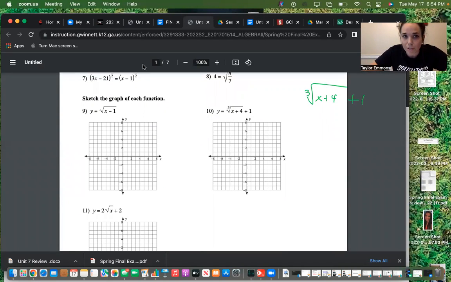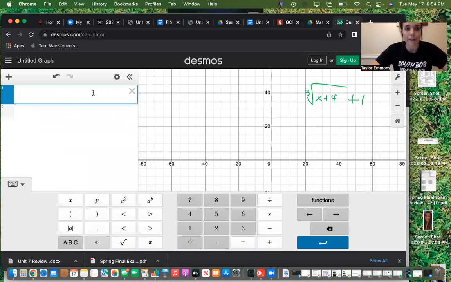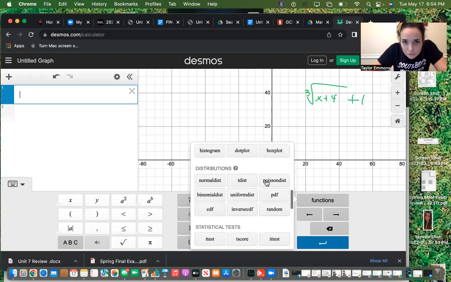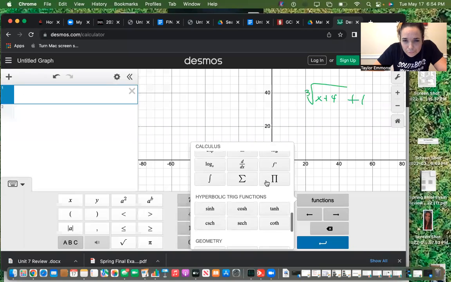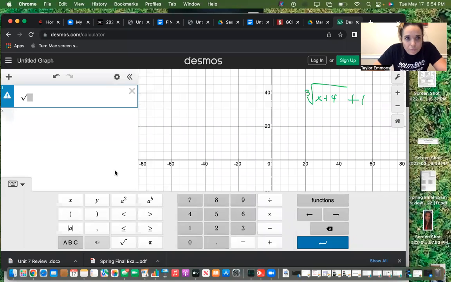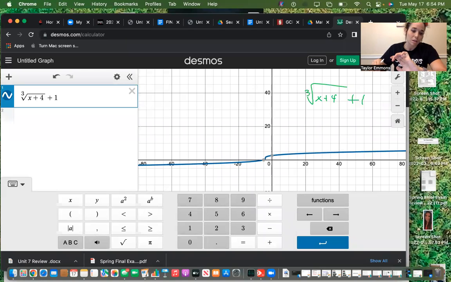Okay, so what I'm going to do first is put this into Desmos. Now, how I do cubic root functions is you go into functions and scroll down to where it's got the n-th roots button. I'm going to type a little 3 out here, and then I'm going to say x plus 4, and that plus 1 is outside the radical. So we're going to say plus 1 outside.